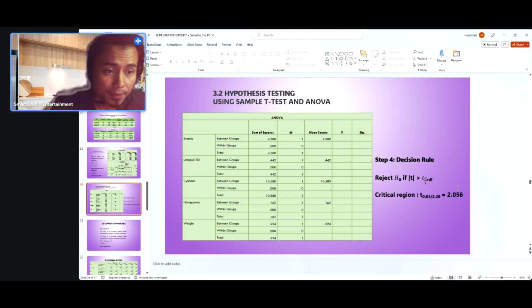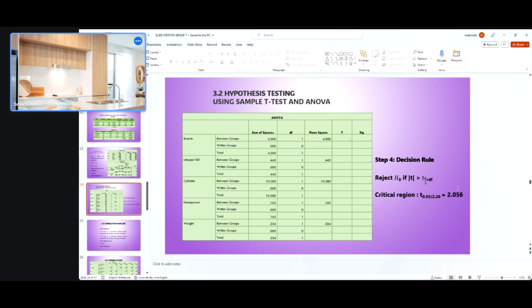Hypothesis testing using sample T and ANOVA. Step 4, decision rule. Reject H0 if T is more than T A divide 2, dF. For critical regions, T 0.05 divide 2, 2.26, equal 2.056.